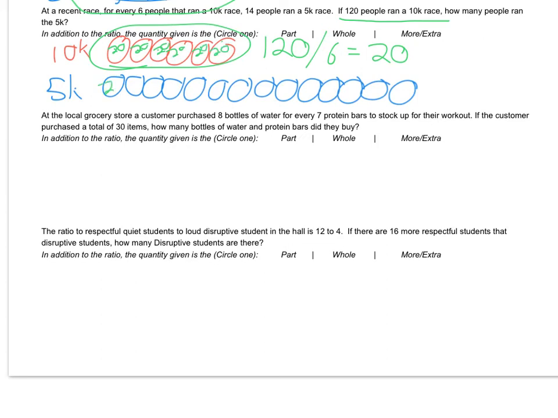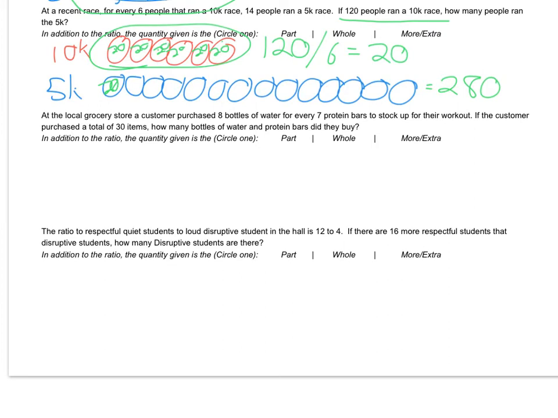Then 20 in all of these as well. I'm not going to write them in all of them, but it wants to know how many people ran the 5K. So what we have here is we have a 5K times, and there are 14 of these. So that would be 20 times 14. So 14 times 2 is 28. So with a 0, 280. So that would be 280 people for the 5K race.